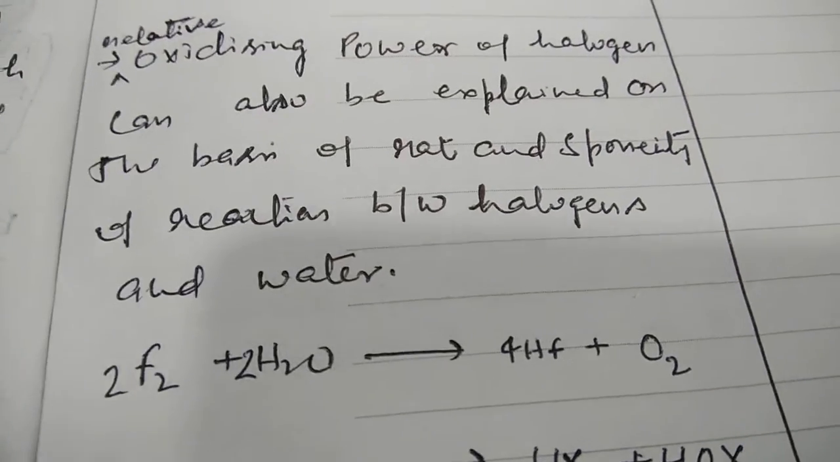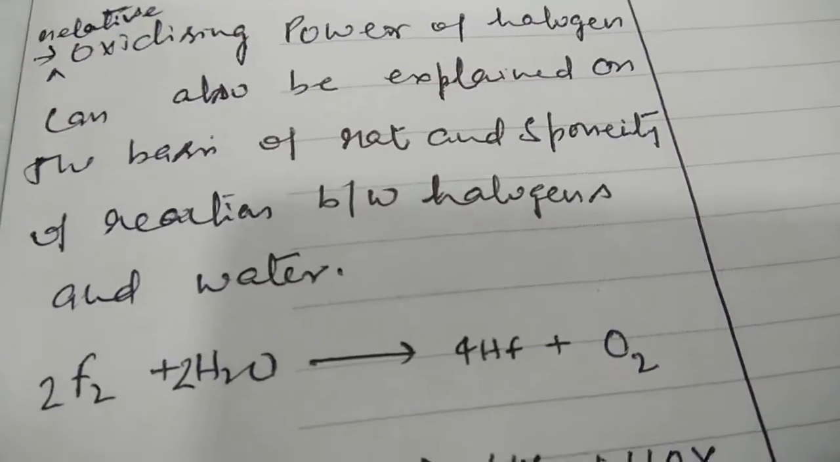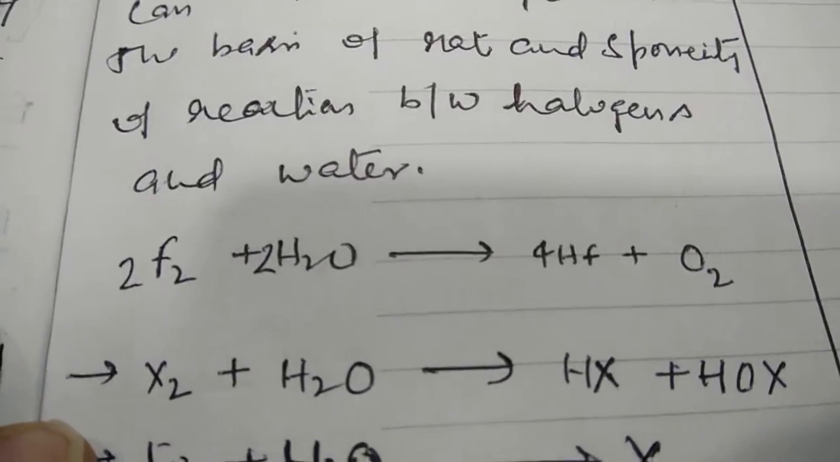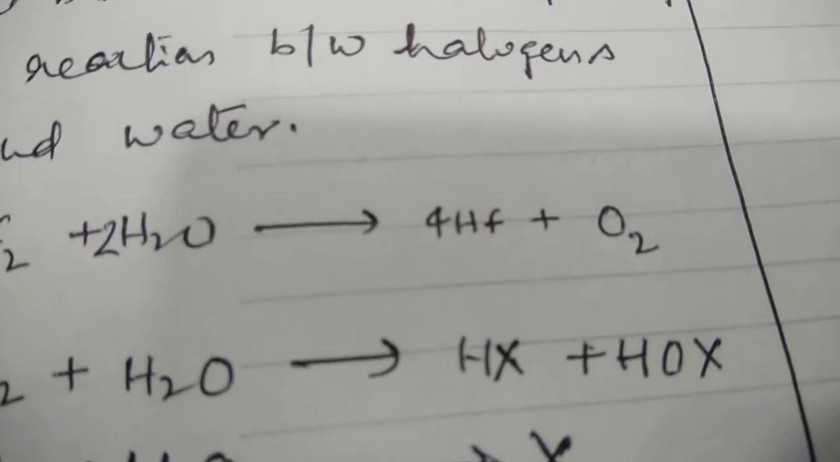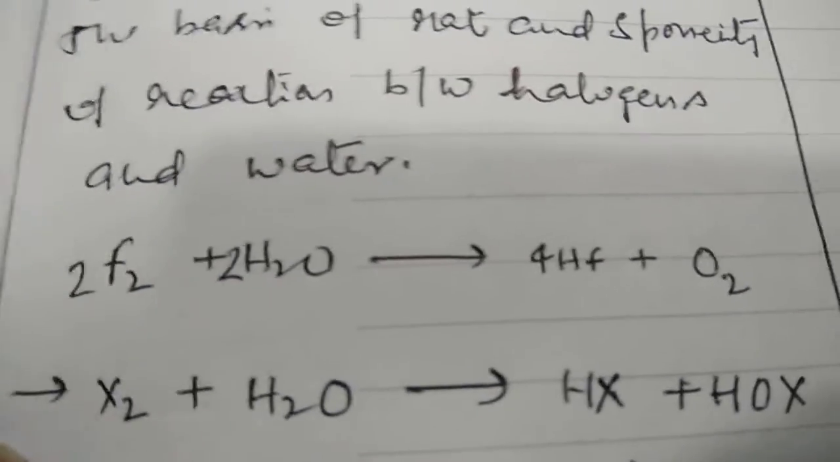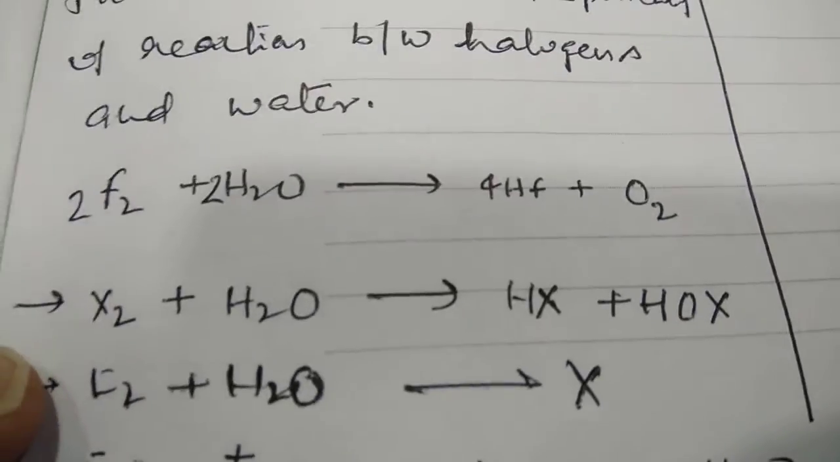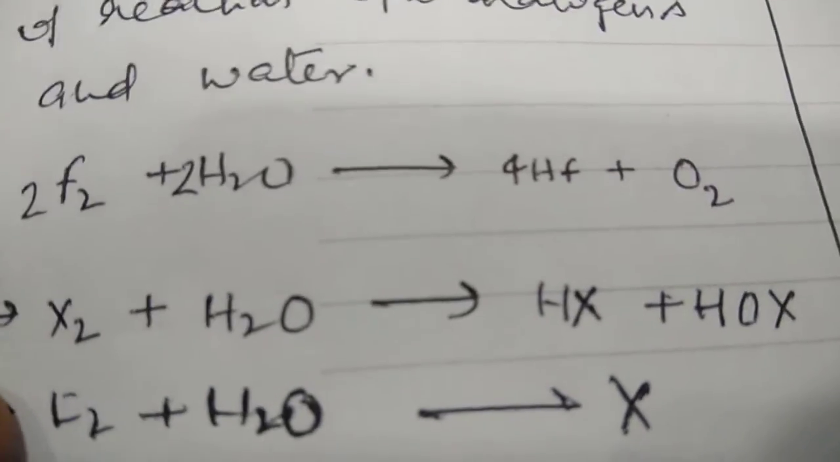Class, fluorine on treating with water, fluorine oxidizes water into oxygen. So 2F2 plus 2H2O gives 4HF plus O2, a very important reaction. Chlorine and bromine, when treated with water, convert into hydrohalic acid and hypohalous acid. That is, X2 when treated with H2O converts into HX and HOX. While iodine can't do so. Iodine doesn't react with water.